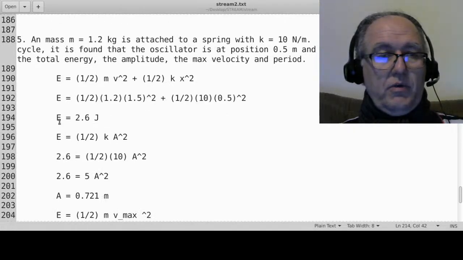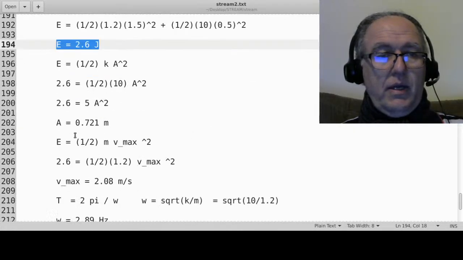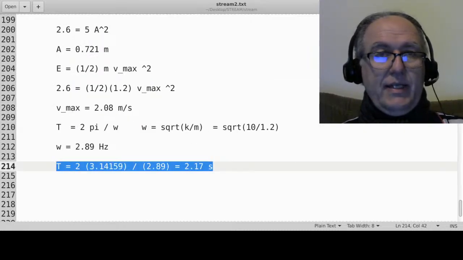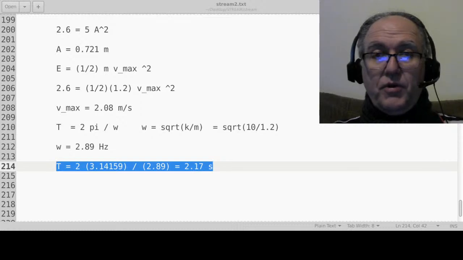Find the total energy, the amplitude, maximum velocity, and period. So here's the total energy. Here was the amplitude. Here was the maximum velocity. And finally, the period of the motion.